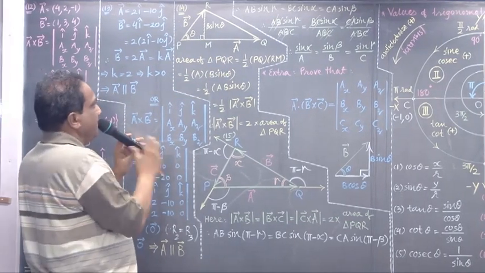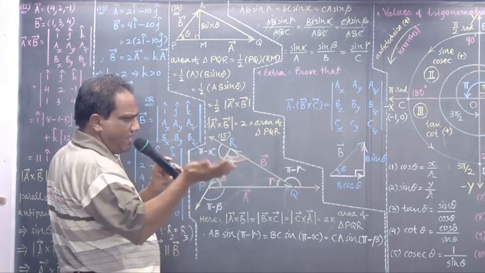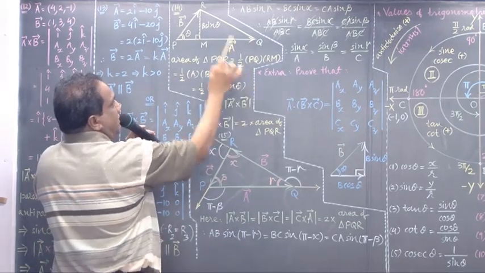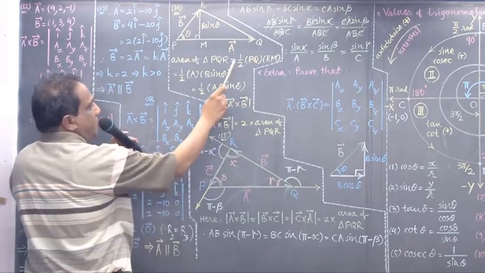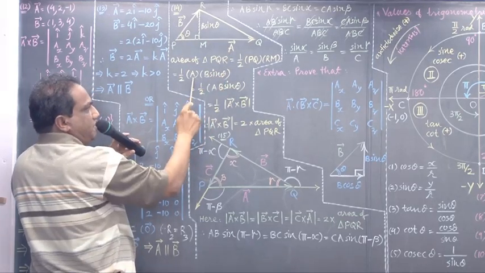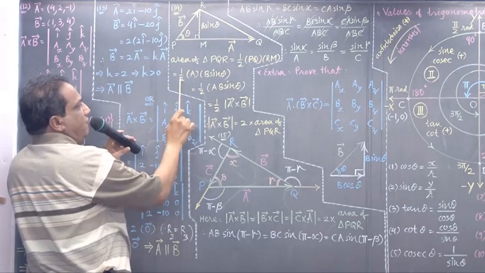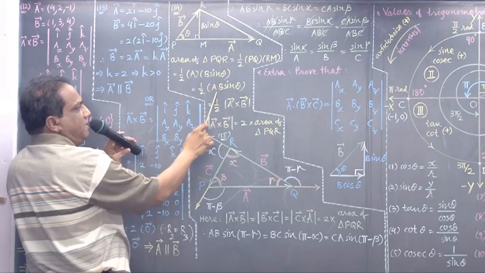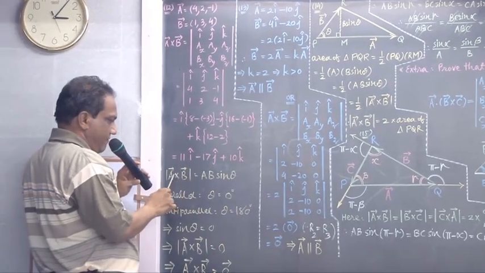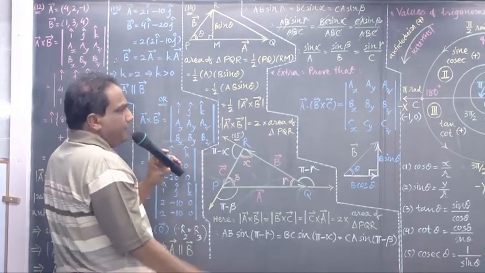Now tell me, the area of triangle PQR. The area of any triangle is half base into height. Half, base into height. The base is PQ and the height is RM. One by two as it is. What is PQ? The magnitude of vector A, so it is A. What is RM? Distance RM is the height. It is B sin theta. One by two as it is, AB sin theta. What is AB sin theta? The magnitude of vector A cross vector B.